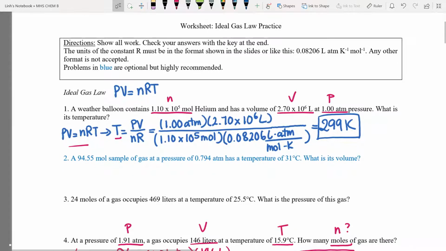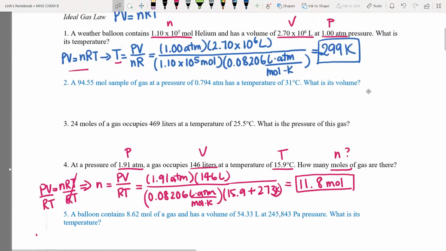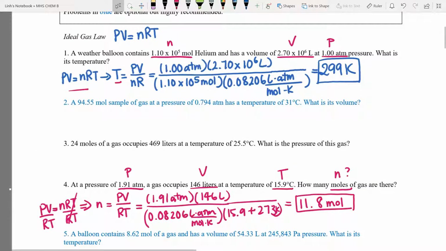So for every type of problem, I'm going to do one example and you can use that as a guide for you to do the rest of the problems. So for number 1 through 7, they are just using the Ideal Gas Law, which is PV equals nRT. And you can already see that I've already done number 1 and 4.